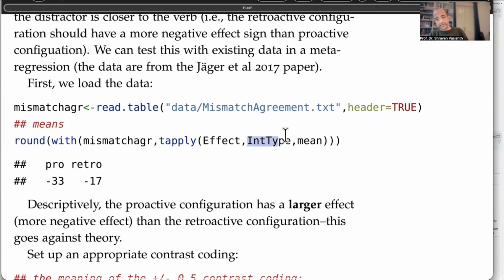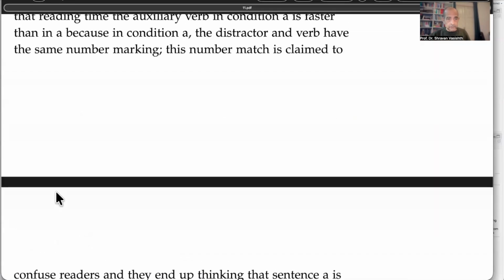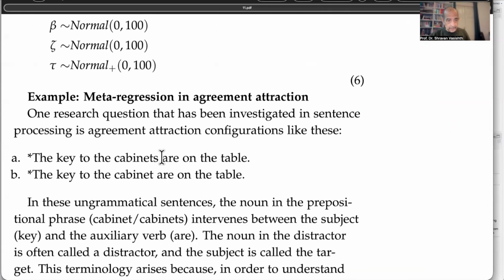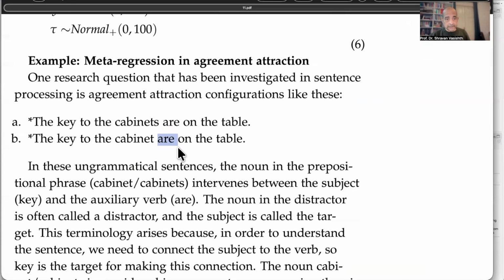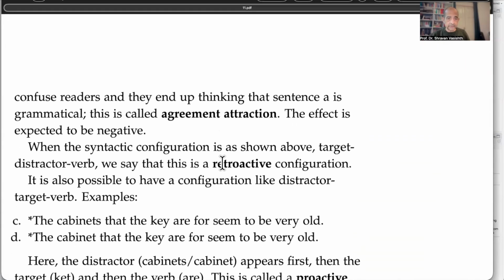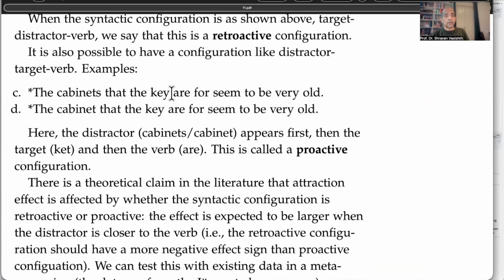If you look at the averages, the effect estimate by interference type, if I just look at the mean estimate, again, these are reading studies and these are differences between means. What you see is that the agreement attraction effect is negative, right? It's a speed up, so you see a speed up here compared to here. That's why it's negative. That agreement attraction effect shows up in both proactive and retroactive settings. So it's faster here as well compared to here.